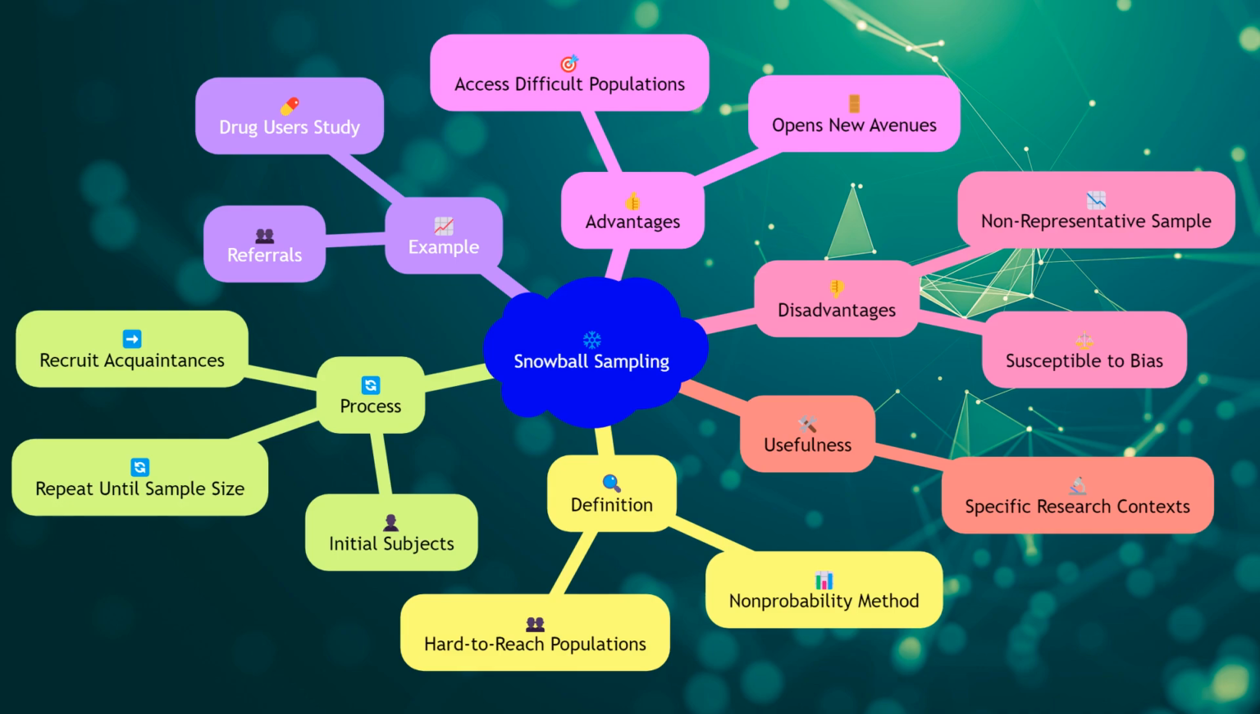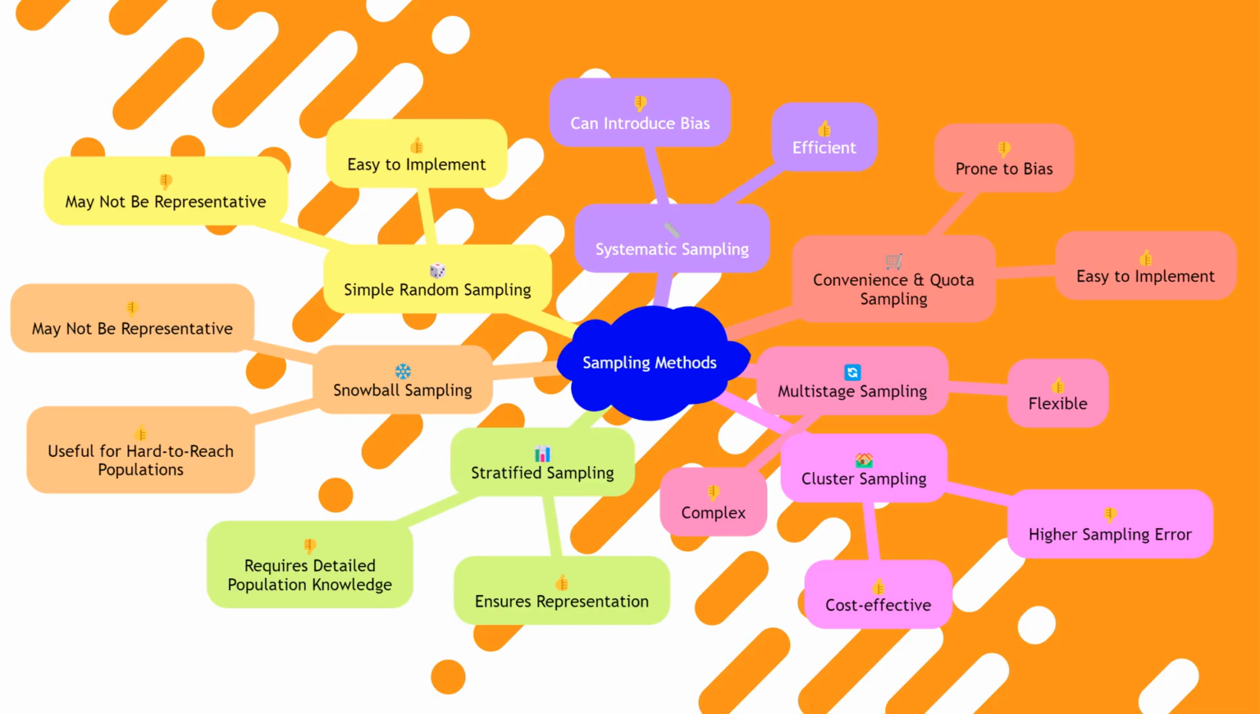Snowball sampling is useful for accessing populations that are difficult to sample using other methods. However, it is highly susceptible to bias, as the sample may not be representative of the broader population. Despite this, it remains a valuable tool in specific research contexts. Each sampling method has its own set of advantages and disadvantages, making them suitable for different research contexts.